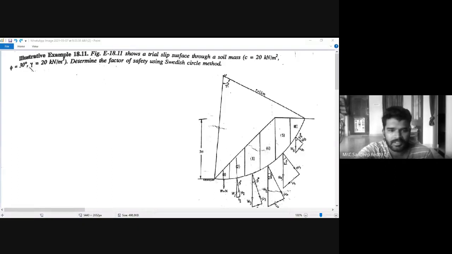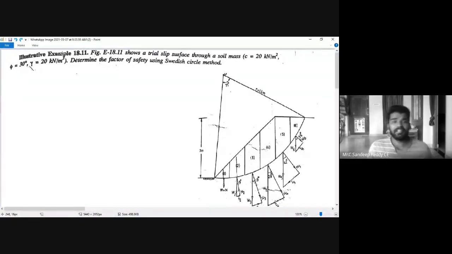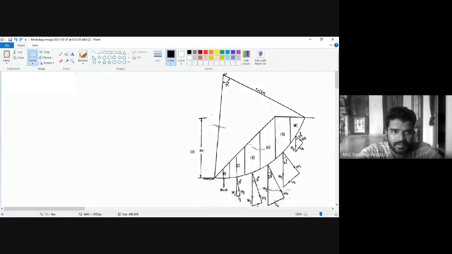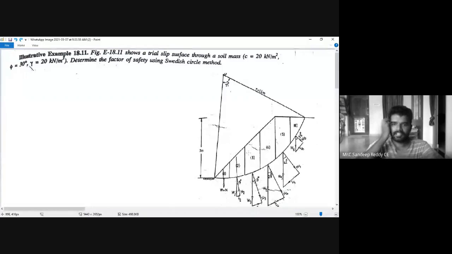Right? So what is the procedure of finding the factor of safety using Swedish circle method? The entire slope surface has to be divided into vertical slices, as you see on the screen in the problem. So it is being divided into 6 vertical slices. The height of the slope is given as 7 meters, and each vertical slice you have to take for analysis. Okay, first slice, second slice, third slice, fourth and fifth, sixth slice. Right? So for each slice, what is the factor of safety?